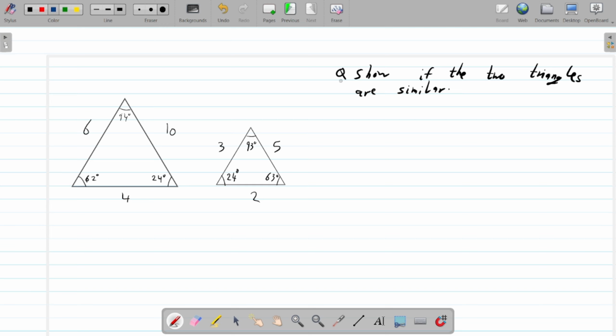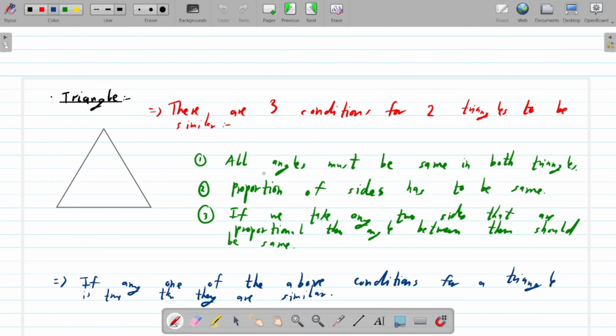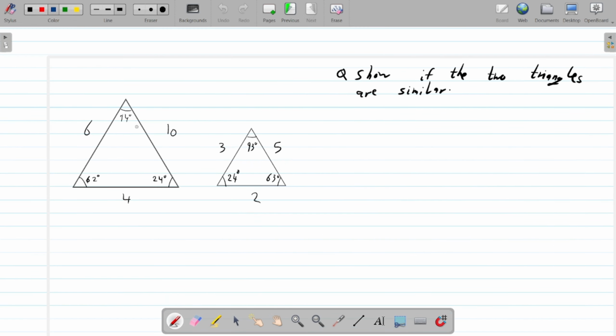Now we have a question in front of us where they have given us two triangles and they're saying show that these two triangles are similar. We're going to check our conditions. For the triangles we had all angles must be same. Let's see if they're same. 94, okay. 94, no. So angles are not same.